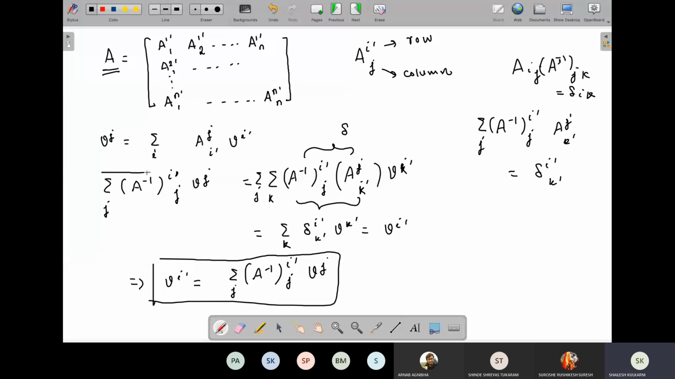Now we will choose the convention. Instead of calling this a inverse, I will call this a. Then this will become a inverse. By convention we choose it in such a way that this I will call a. So v i prime equal to summation over j, a i prime j vj. Clear? And in the matrix notation, this becomes the component of v in basis b prime equal to matrix A times the component of v in basis b.